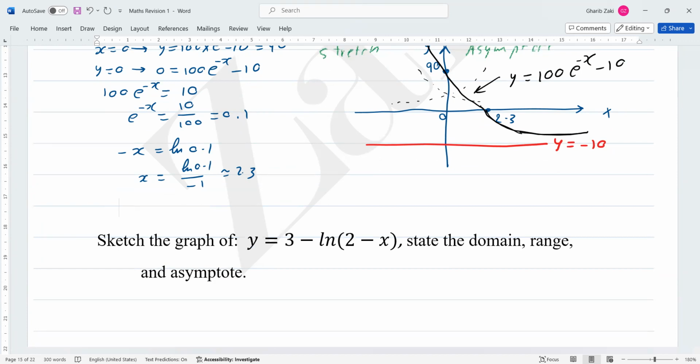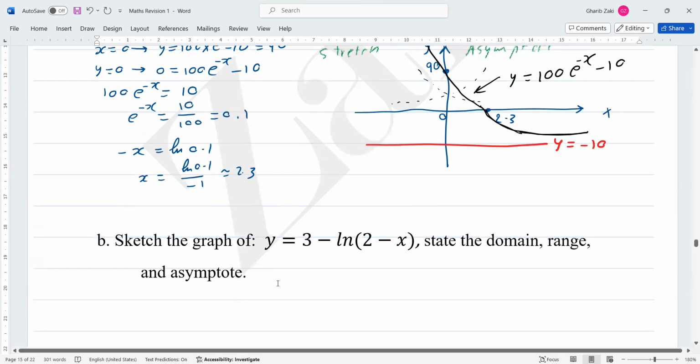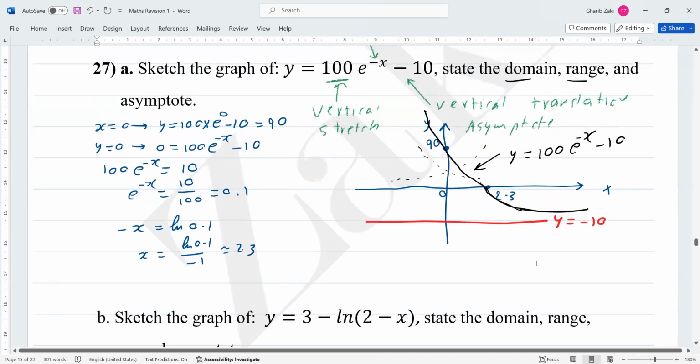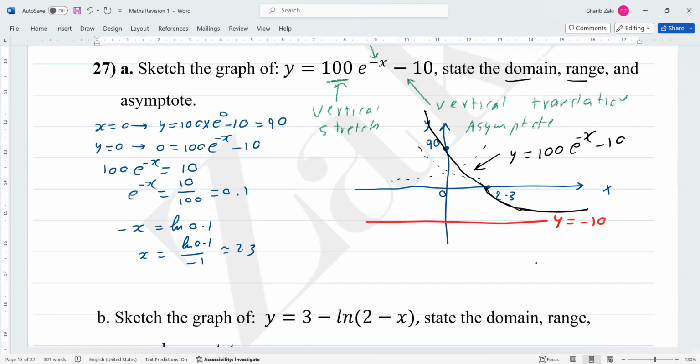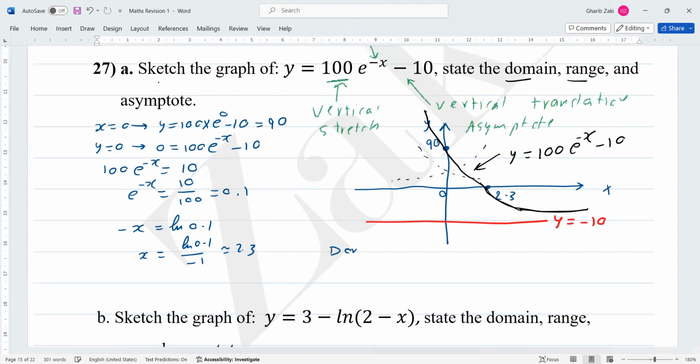Okay, just a minute. So this is part B. Okay, now, what is the domain? The domain of the function e power x is x belongs to R. So the domain is x belongs to R. What is the range? The range of this curve is y greater than negative 10. What is the asymptote?